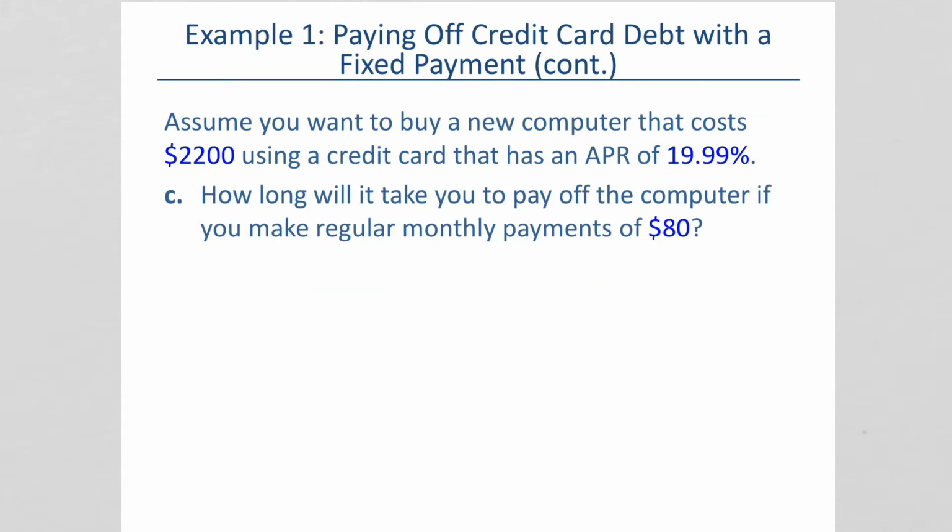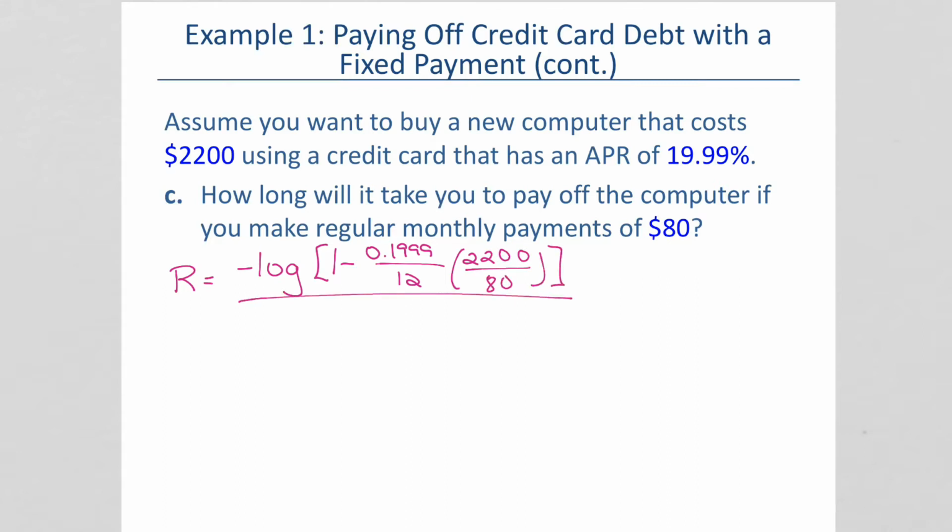How long will it take you to pay off the computer if you make regular monthly payments of $80? We'll use the same formula with a lot of the same information, except PMT will be 80. I'll go ahead and tell you, because we've already worked this out, it'll be 37 months, or 3 years and 1 month.